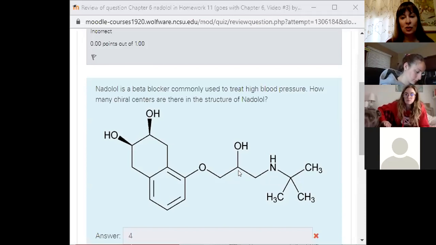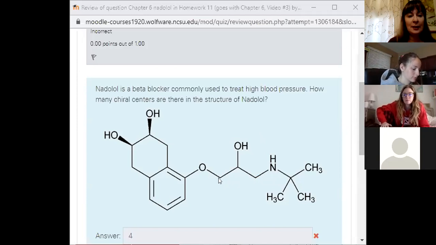How about the carbon right here, the one that I'm pointing to right now? There's one thing that's not shown, which is a hydrogen, right? So this carbon has a hydrogen, it has an OH, and it has a CH2 on this side and a CH2 on the other side. Should we keep looking after this CH2? Yes. If we keep looking in this direction, we find the nitrogen. If we keep looking in this direction, we find an oxygen. Are those two different things? Yes. So this carbon right here is definitely going to be a chiral carbon. Can everybody see that?